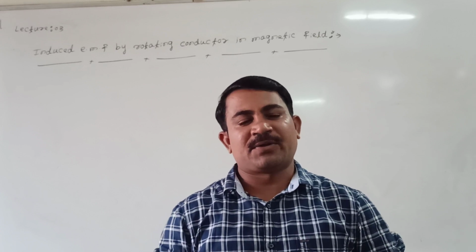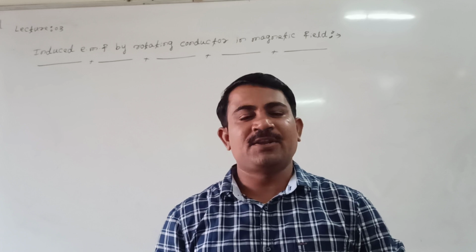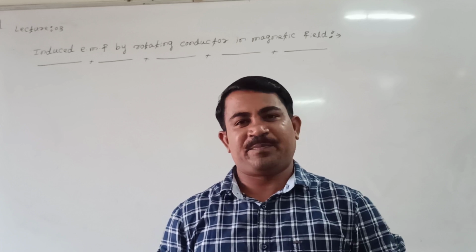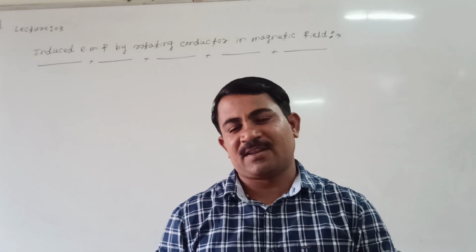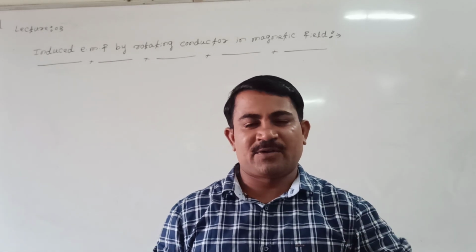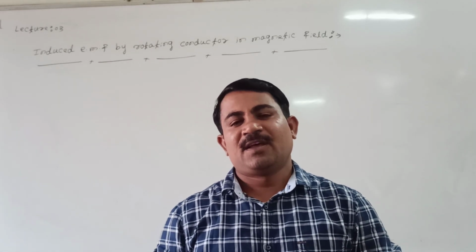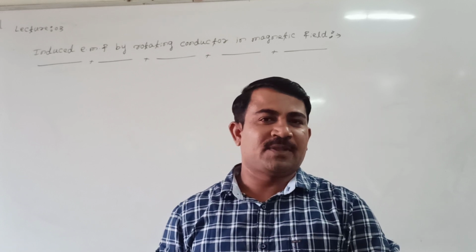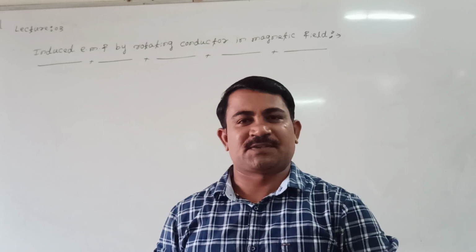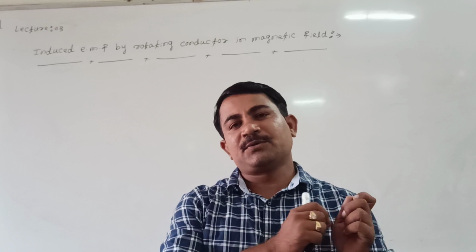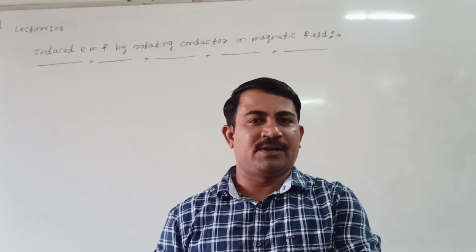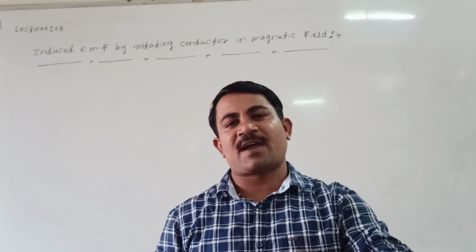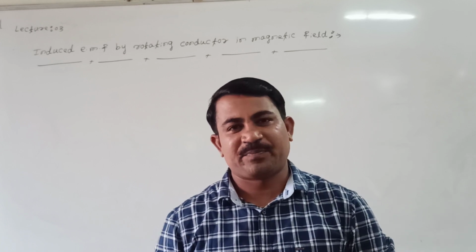In lecture number 2 we have seen the induced EMF and Lenz law. Wherever the magnetic flux linked with a coil changes and an EMF is induced in it, that phenomenon we call electromagnetic induction, and the induced EMF opposes the change that produces it. Due to the change in magnetic flux, induced EMF is produced, and the produced induced EMF opposes the change in magnetic flux. That was the Lenz law.